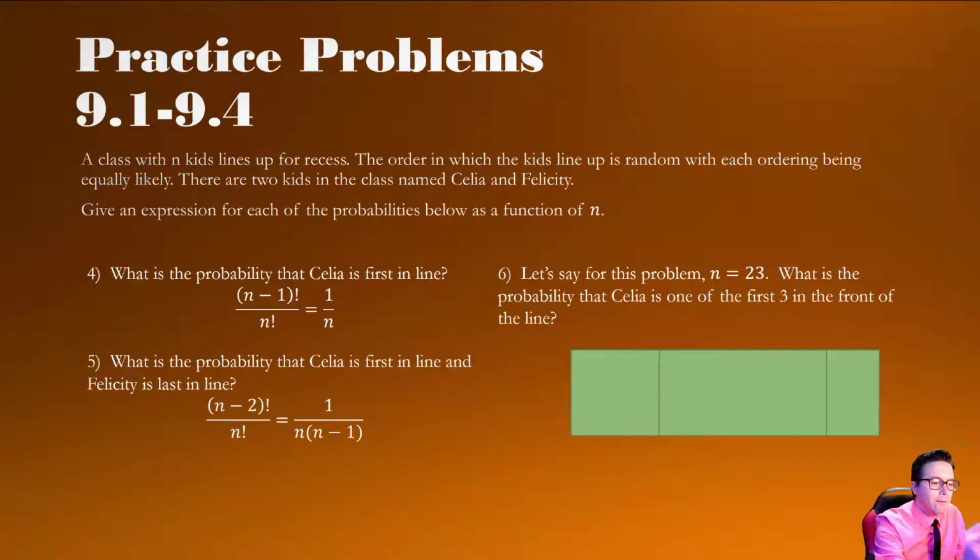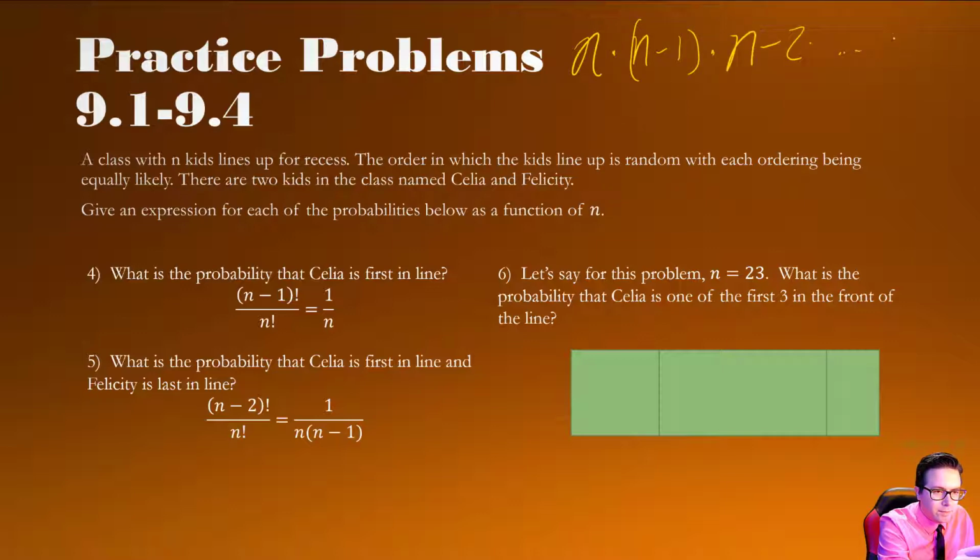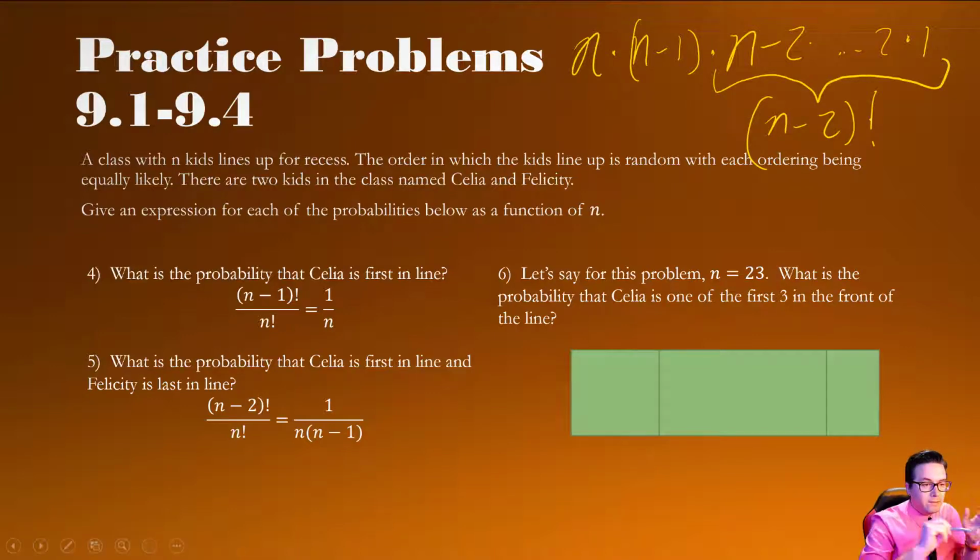Now, the thing that I want to point out is that when we're talking about N factorial, what it ends up being is N times N minus 1 times N minus 2 times, and then we keep on going to 2 and then 1, right? And if you notice right here, this is the same thing as saying N minus 2 factorial, right? Because it's N minus 2 times N minus 3 times so on and so forth, until we get to 3 times 2 times 1, right?